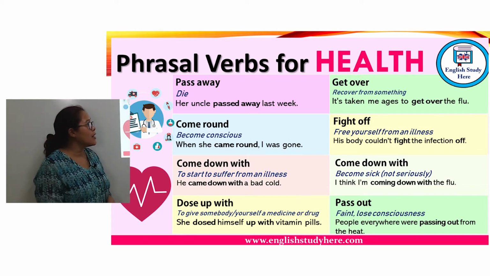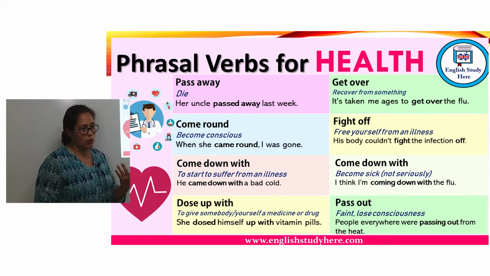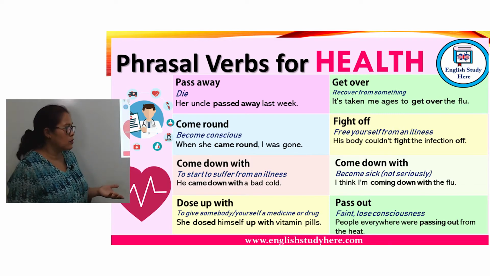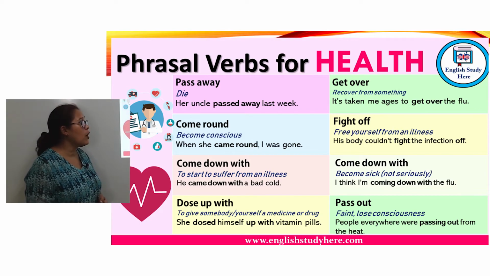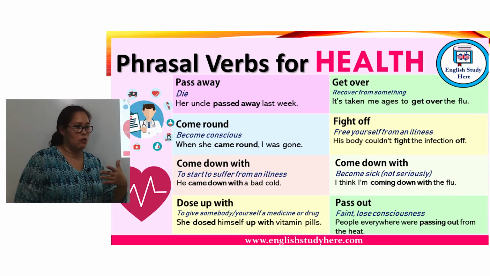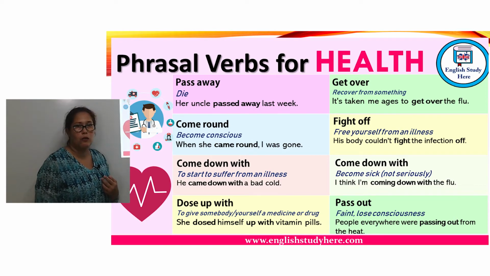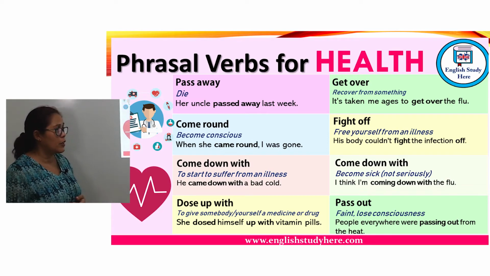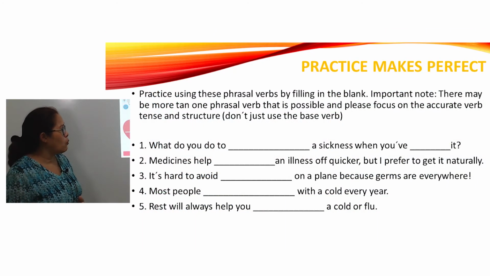And then for pass out, we have desmayarse, perder el conocimiento. No te moriste, pero en un momento no tuviste conocimiento de que algo te pasó. You just faint. In this case, the example says, people everywhere were passing out from the heat. Las personas en todas partes han estado desmayándose o perdiendo el conocimiento debido al calor. So basically these are some of the phrasal verbs that we're using to explain about health and how we feel.